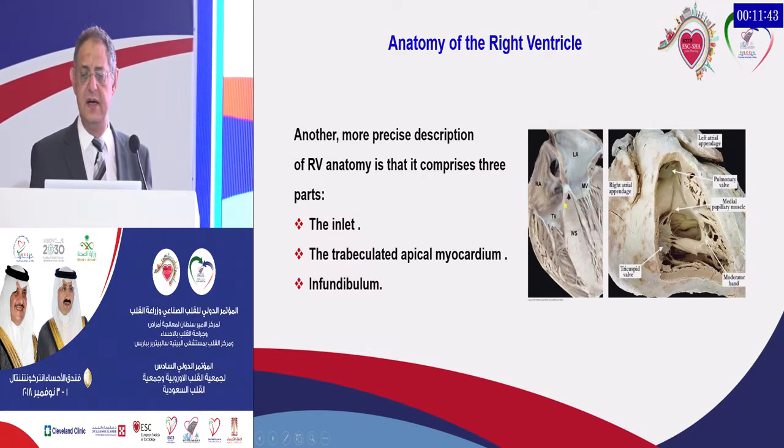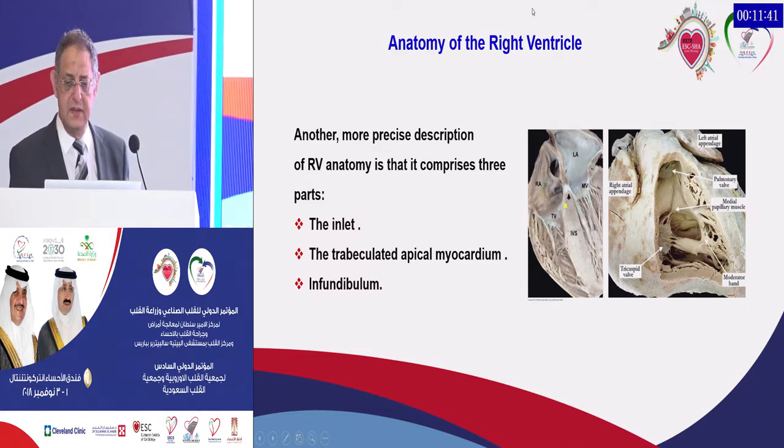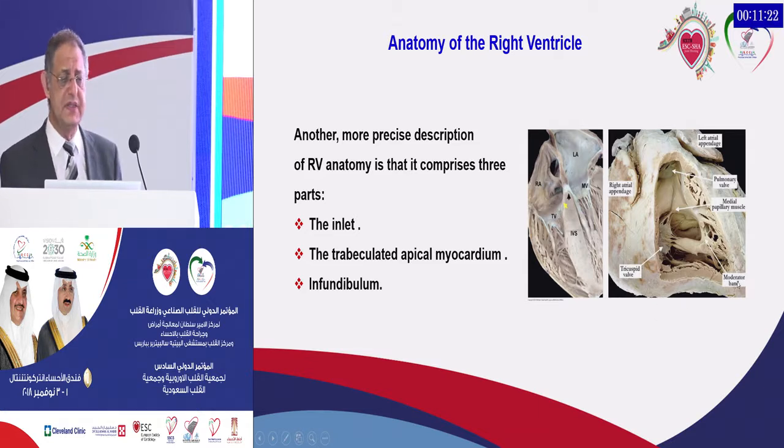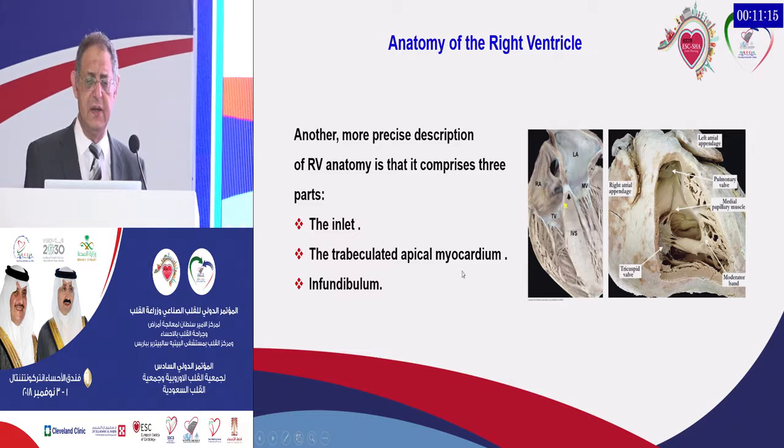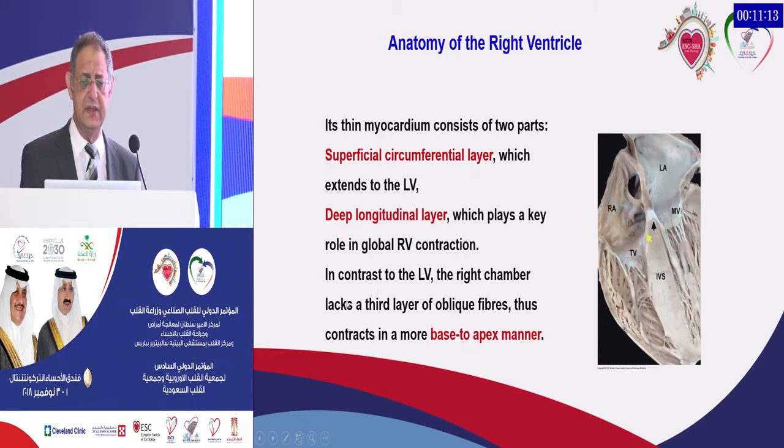Here, the complex anatomy of the RV and marked trabeculation inside. Three papillary muscles, more trabeculation, moderator band, etc., which make delineation of the endocardium more difficult compared with the LV. Anatomically, it is divided into inlet, trabeculated apical myocardium, and infundibulum.